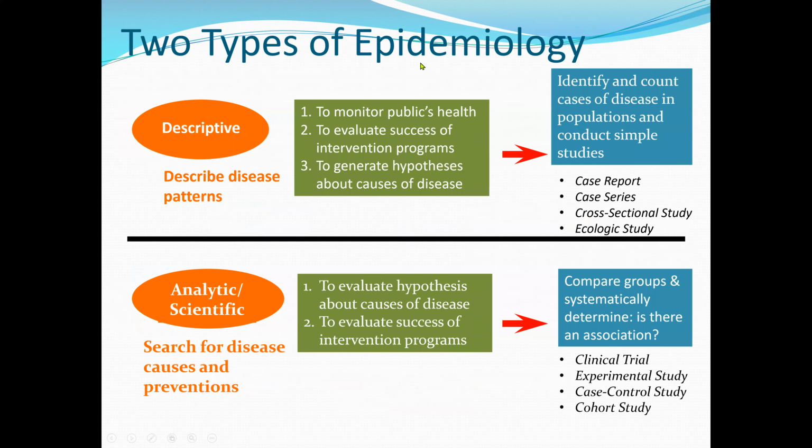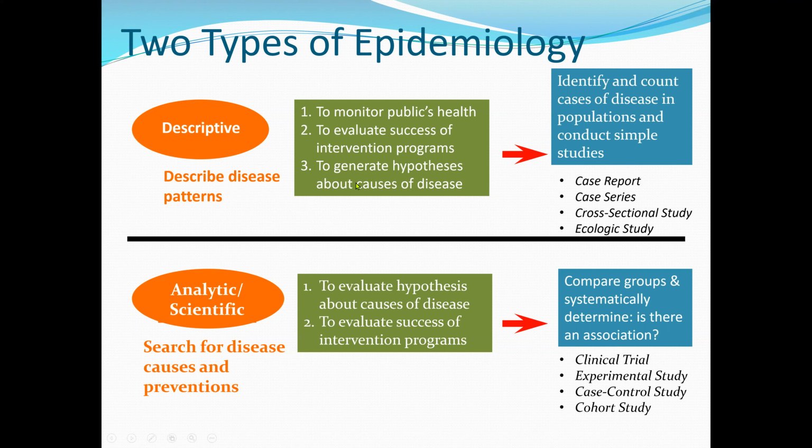So we have two types of epidemiology. We have descriptive and also analytical or scientific epidemiology. Now, descriptive is more or less like descriptive statistics. We try to understand the phenomena. In descriptive statistics, we try to understand the values or the data set we have. So this will describe the disease patterns, to monitor public health, to evaluate the success of intervention programs, or to generate hypotheses about causes of disease.